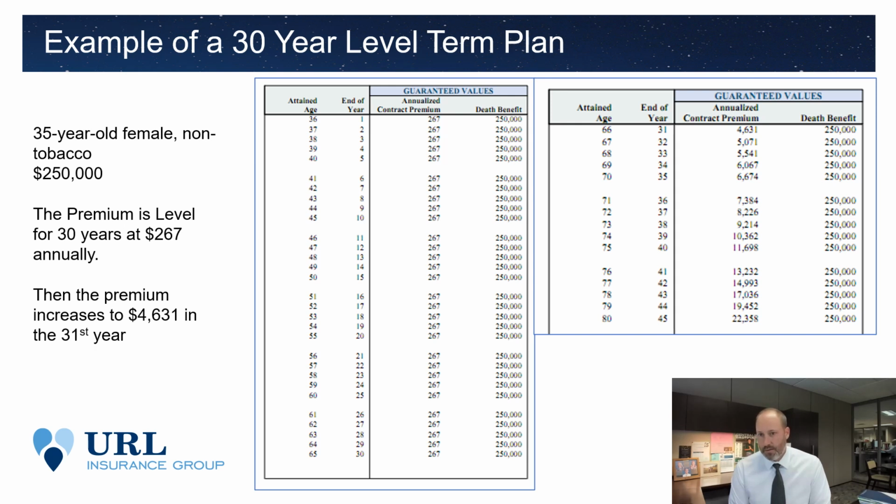$4,631. And then in the 32nd year, the premium increases again to $5,071. And an increase again at age 68 in the 33rd year at $5,541. So again, it's a renewable term, but after the 30th year, the prices go up. So in this case, the client may be better off looking at a conversion before the end of the term.